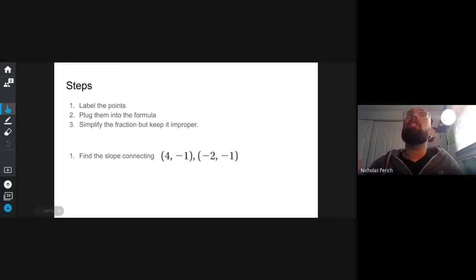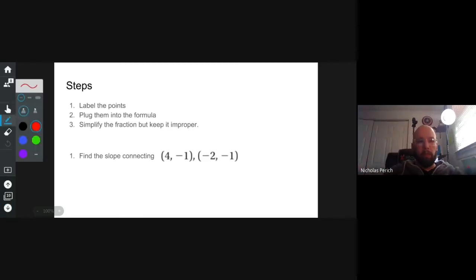So there are 3 steps here, like I said. Label the points, plug them into the formula, simplify the fraction, but keep the fraction improper. Step 1, find the slope.